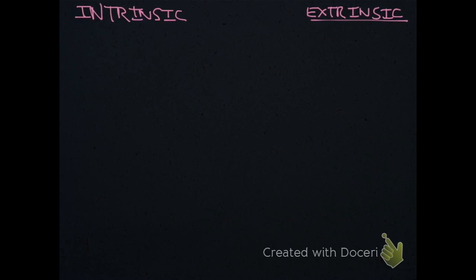So like I said before, the intrinsic cascade starts from factor 12 and starts to work down, and then the extrinsic cascade will start at factor 7 and with tissue factor. They do come down together into a common pathway, but let's start from the top here.